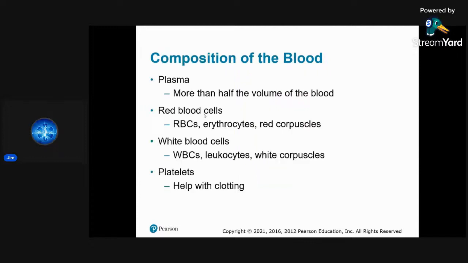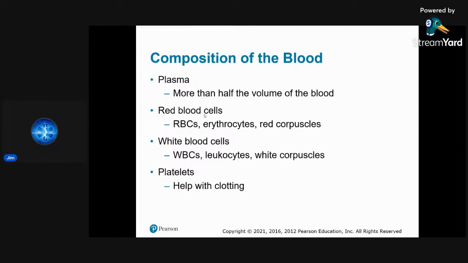This is what's in our blood, right? The largest volume part of our blood is plasma, the liquid, more than half of the volume. And then we have red blood cells, or erythrocytes. The white blood cells, or your leukocytes. Let's go back to red. I'm sorry. The red blood cell's job is to carry oxygen. That's its job. The white blood cells, or leukocytes, are there to fight infection.